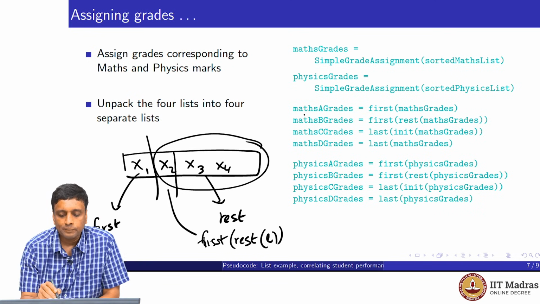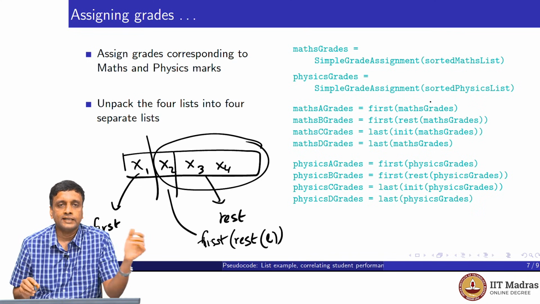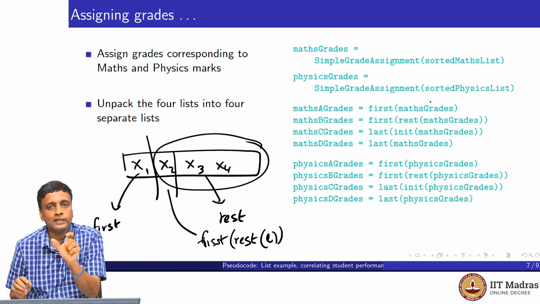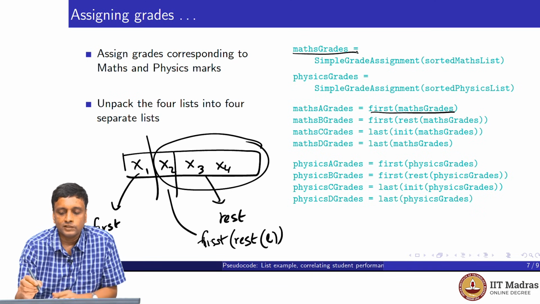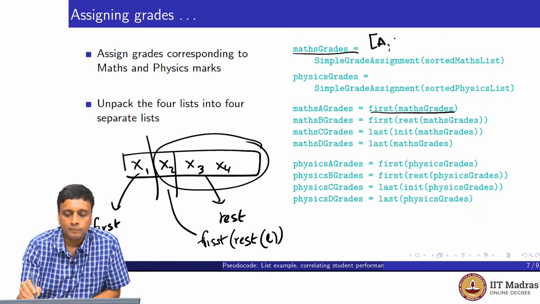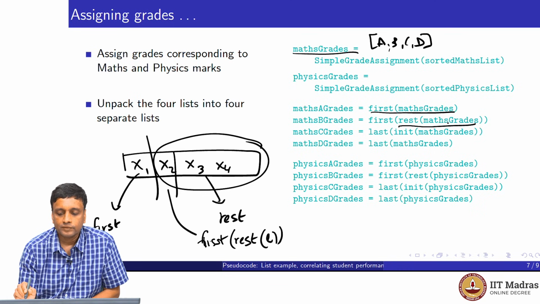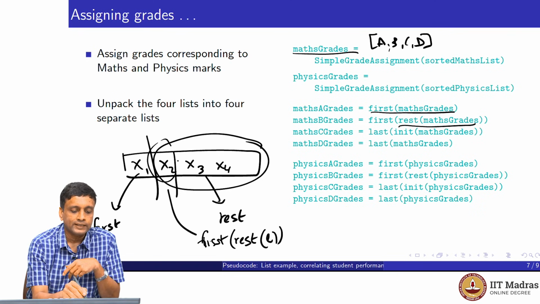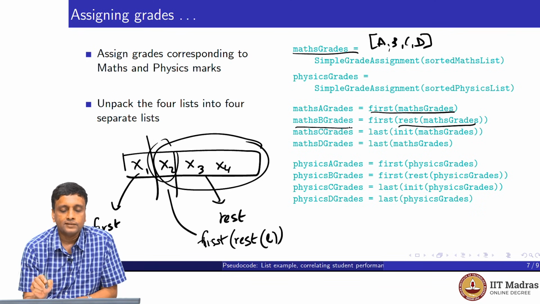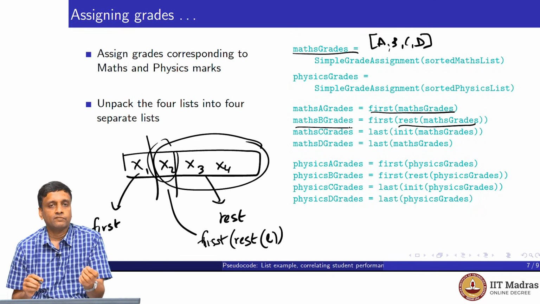So what we are saying is that the maths grades were given as A grades, B grades, C grades, D grades, a list of four values. So the first value in that list is the A grade. So I take the first of the maths grades, which has got A, B, C, D. It's got four lists coming back. So the first of those is the A list. Now if I take the rest, that is everything except the first, and I take the first of that, then like we saw here, that gives you the second value. So that is the B grades. So by using first and first of rest, I get the first value and the second value.